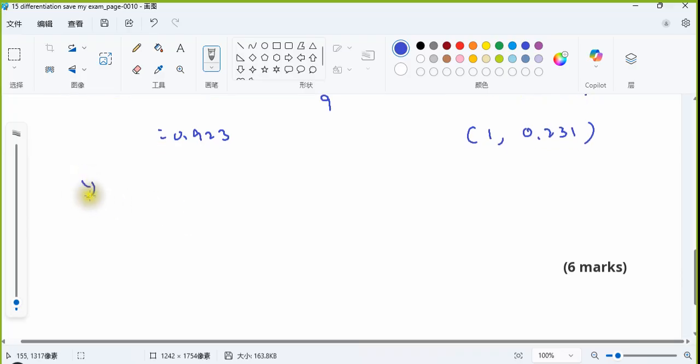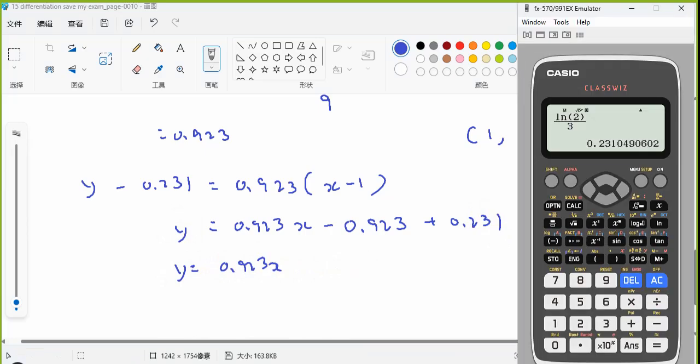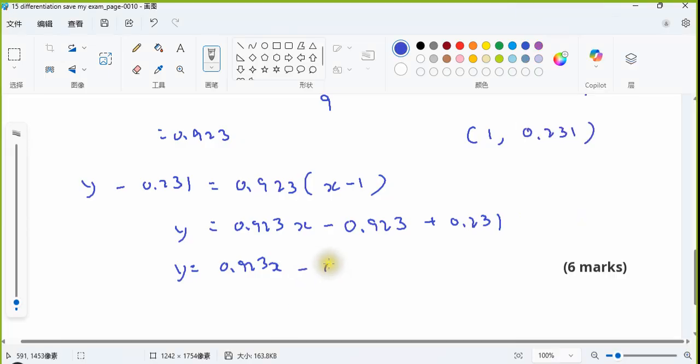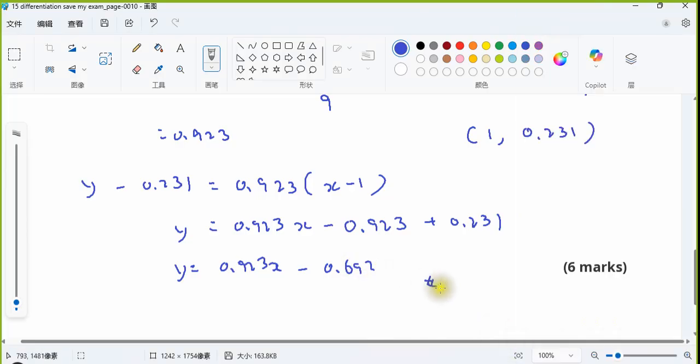So we have y minus 0.231 equal to 0.923 times (x minus 1). So 0.923x minus 0.923 plus 0.231. So 0.923x, and 0.231 minus 0.923, so it's minus 0.692. Okay.